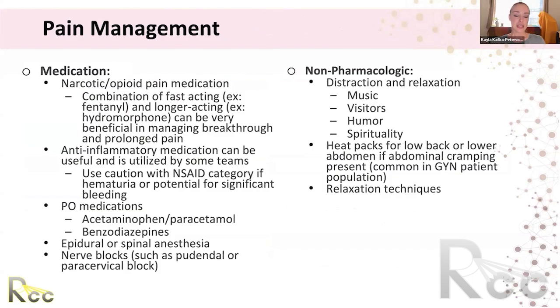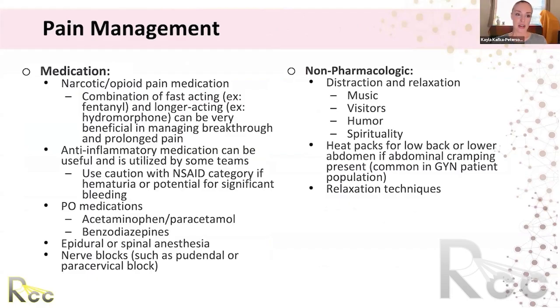So from a pain management standpoint, this is one of the most common things that nurses around the world have questions about. And it depends what pain medications that they have access to. Some radiation oncology units do not have pain medication. Other ones have everything they could possibly need. So it's evaluating what you have.